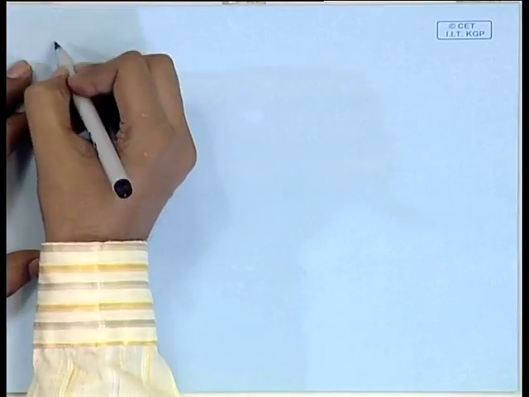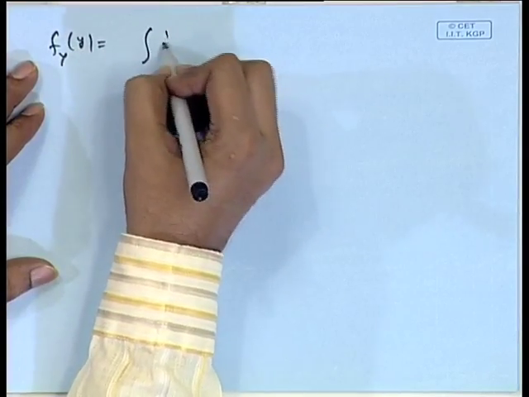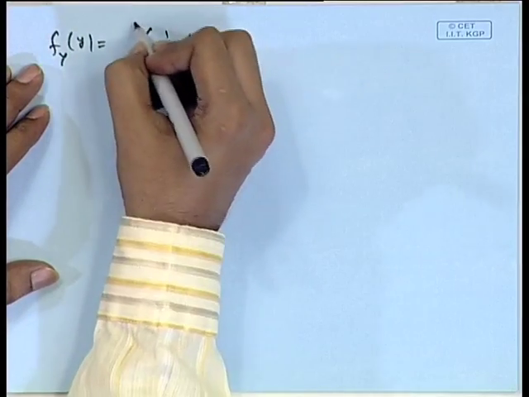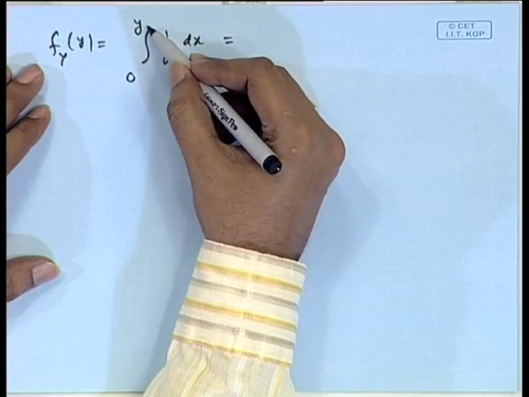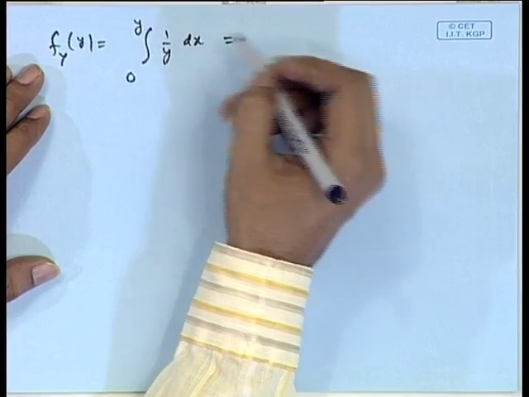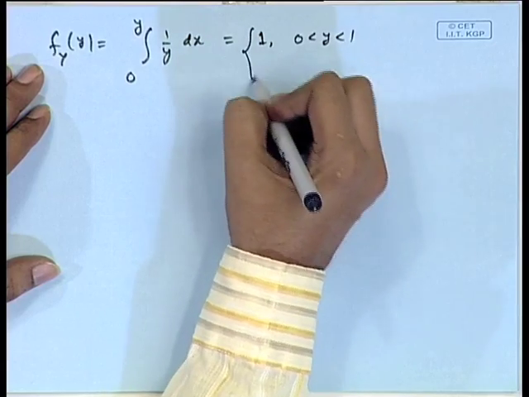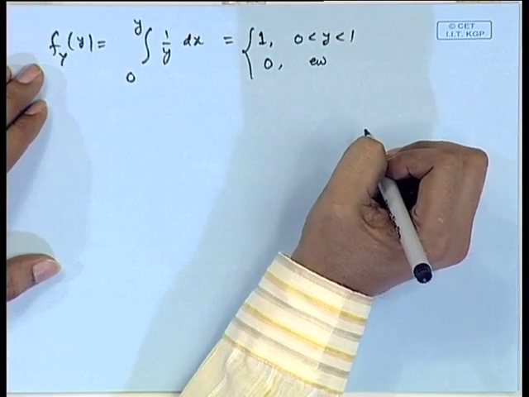Similarly, the marginal distribution of y can be obtained. So, that is simply x, and therefore, we will get y minus 0, that is equal to 1. So, the distribution of y is simply uniform distribution on the interval 0 to 1.